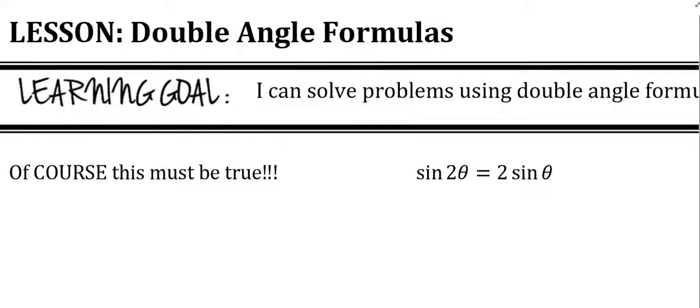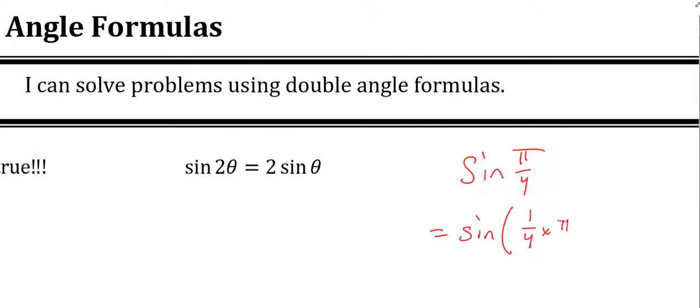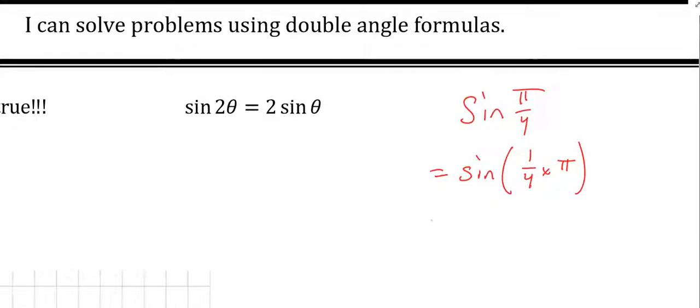Couldn't I do this? So, sine of pi by 4, okay? It's frozen. Sine of pi by 4. So this would be equal to sine of 1 over 4 times pi, yes? Okay with this? Which is equal to 1 over 4 times the sine of pi. Do we believe that to be true?